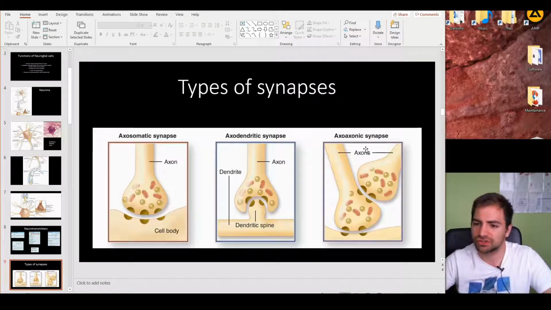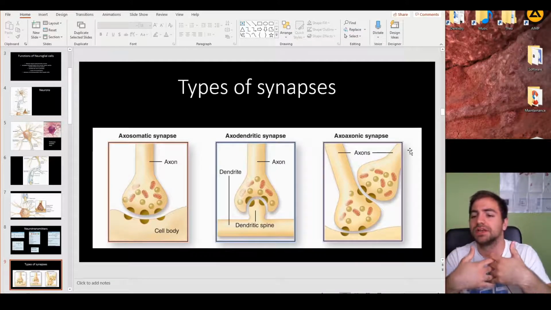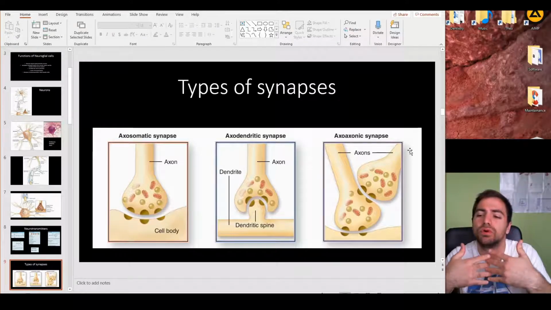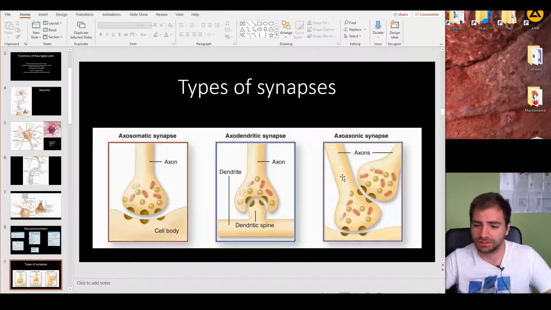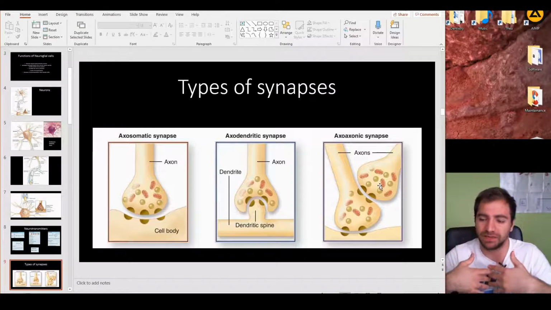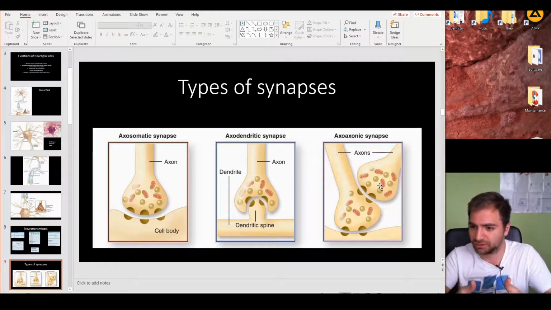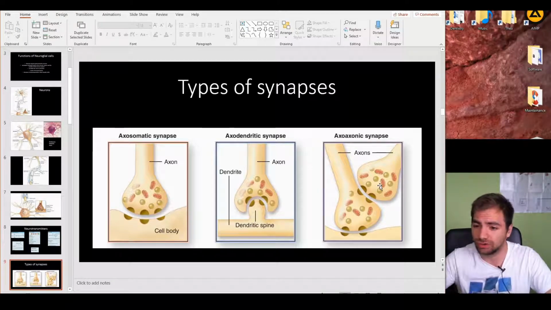And lastly, we have the axoaxonic synapse. This is simply axon to axon, and the point of this synapse is to moderate and modify the signal. For example, let's say that this axon propagates an excitatory signal, and this other axon can modify it, either by adding to the excitatory motion, meaning providing an excitatory neurotransmitter, or by providing an inhibitory transmitter to moderate or modulate the end result from the effector cell.